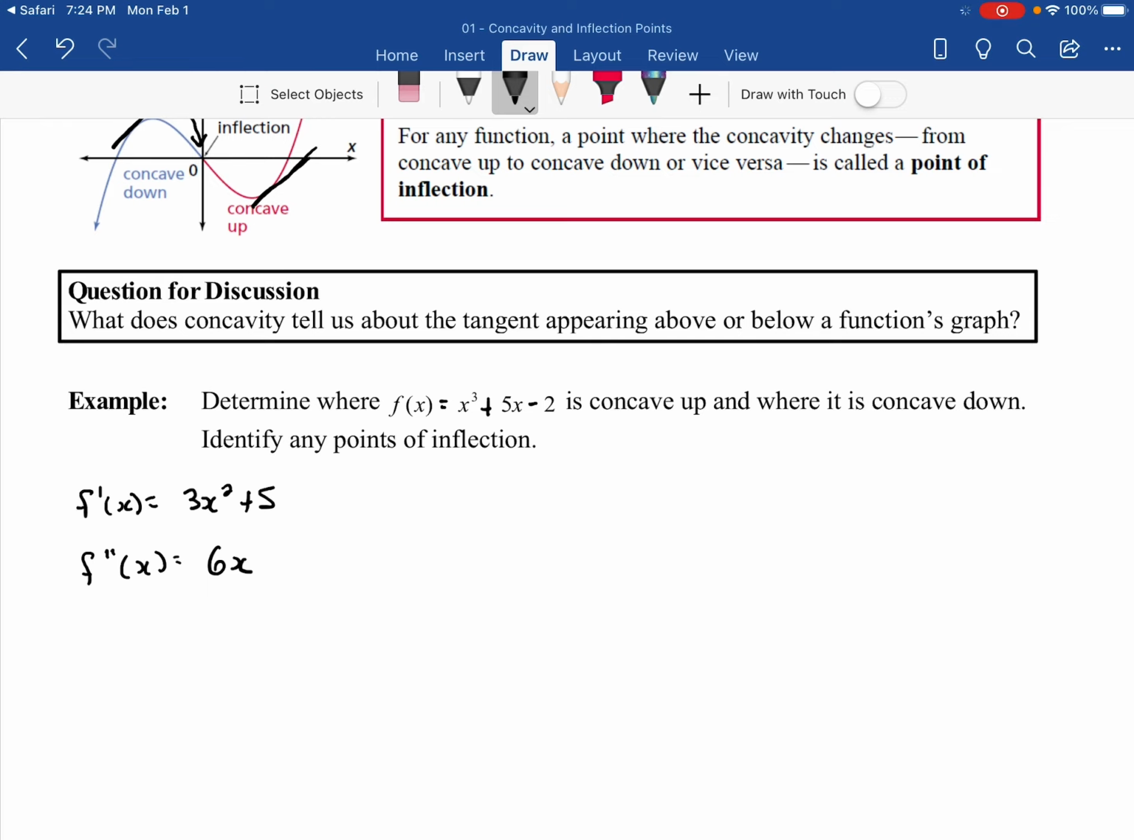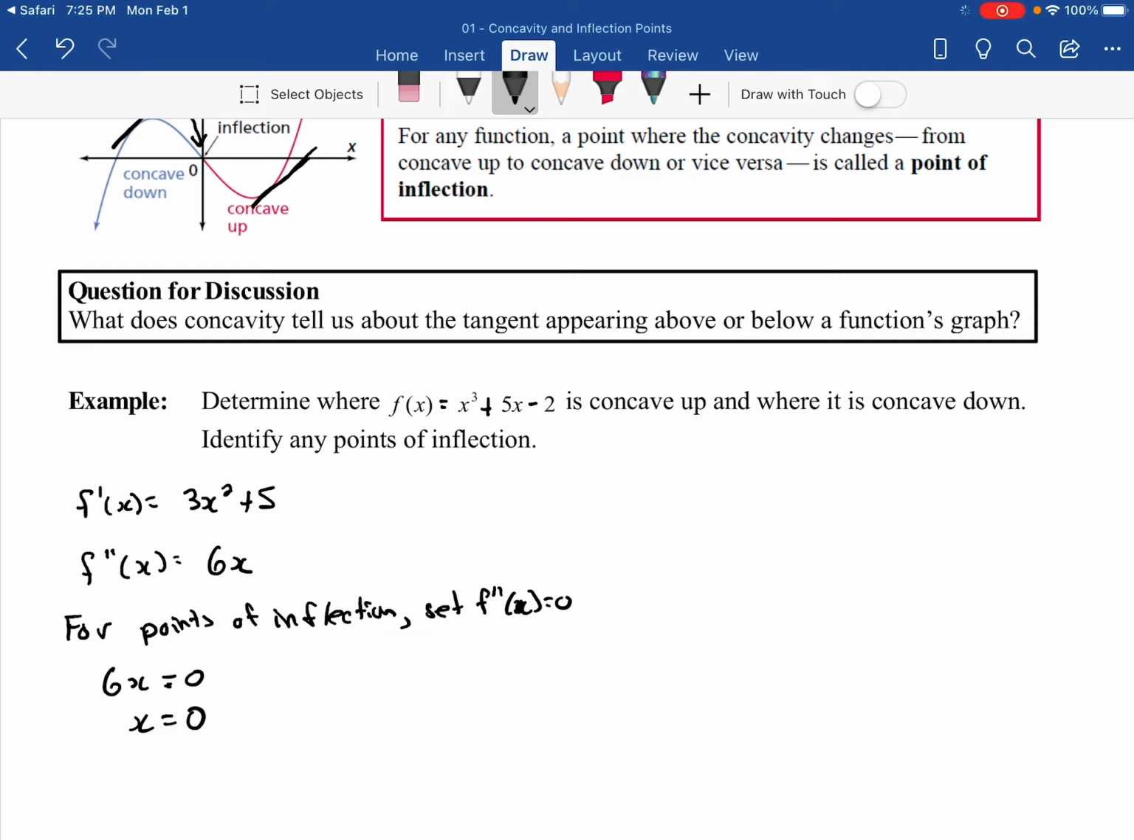So to be able to find out where it's concave up, we first want to find any points of inflection. So for points of inflection, set f double prime equal to 0. So I get 6x equal to 0. Pretty easy little solve there. So I've got x equals 0 as a potential point of inflection.